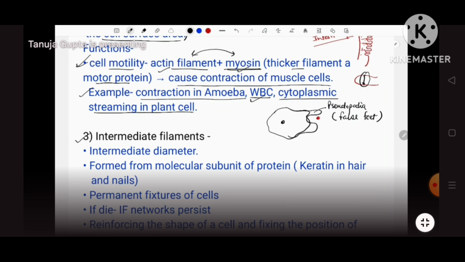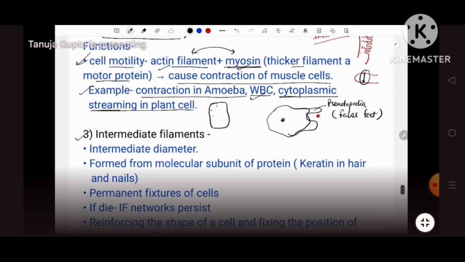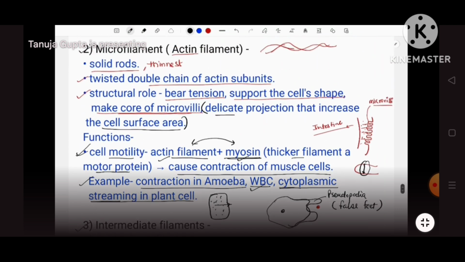Cytoplasmic streaming in plant cells. Now what is cytoplasmic streaming? You must know a stream: where the liquid, or you can say water, just moves on, that is called a stream. If the cytoplasm moves in the way of a stream, it is called cytoplasmic streaming in plant cells. So in a plant cell, the whole cytoplasm moves. That is also because of the microfilament. So did you get it? What are the roles of microfilament?